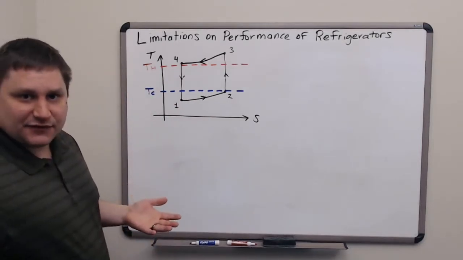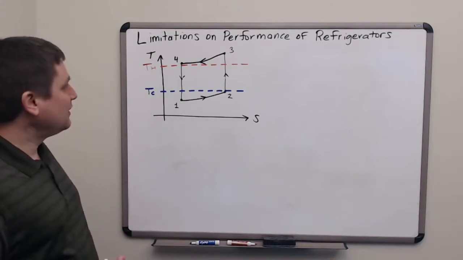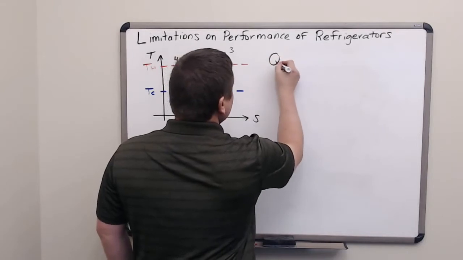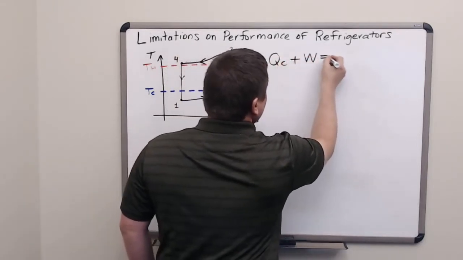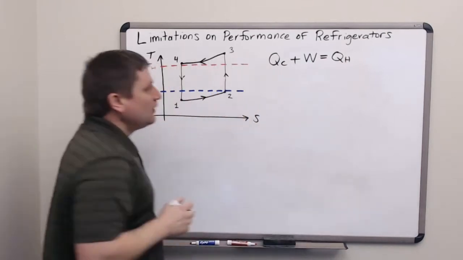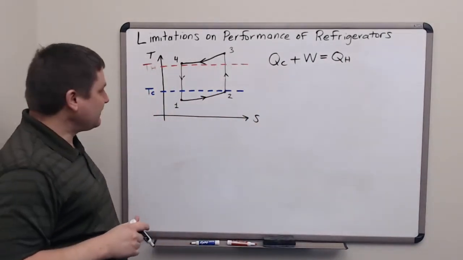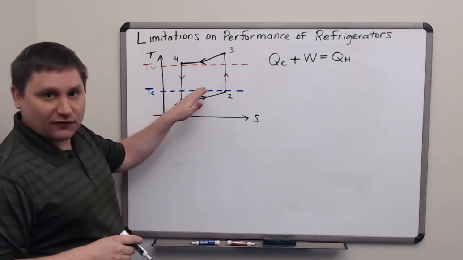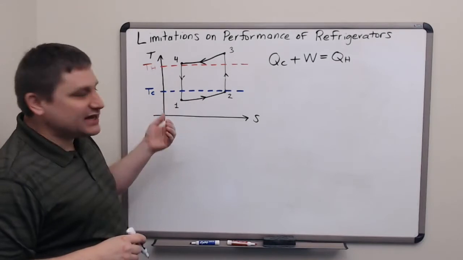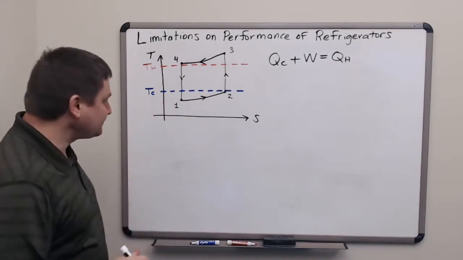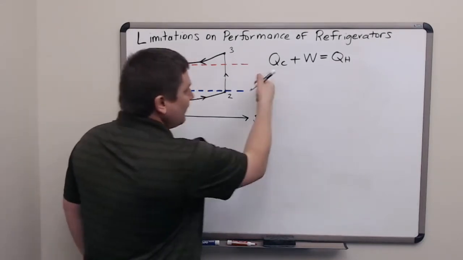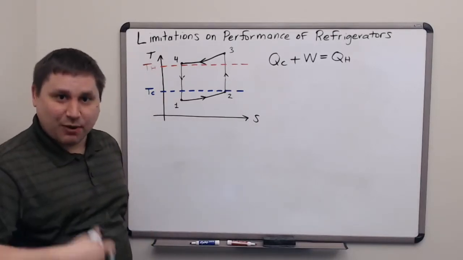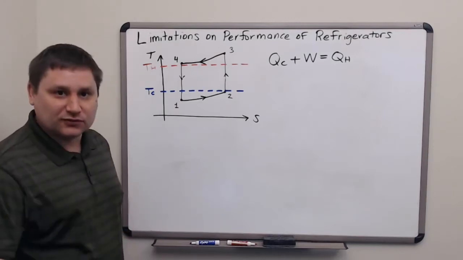First, let's define some terms about the performance of refrigerators. We know that conservation of energy tells us that the heat absorbed from the cold reservoir plus the work done over the whole cycle must be equal to the heat ejected to the hot reservoir. Now, in the case of a refrigerator, what we consider as the benefit, the point of running the cycle, is to cool the cold reservoir.